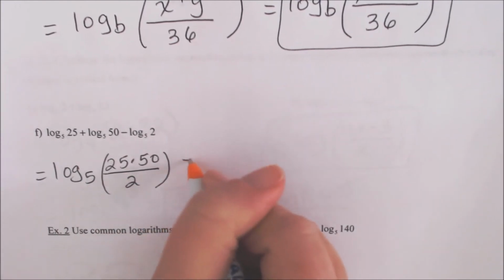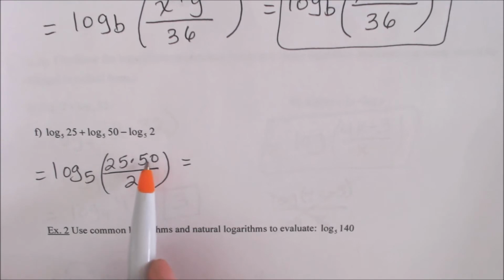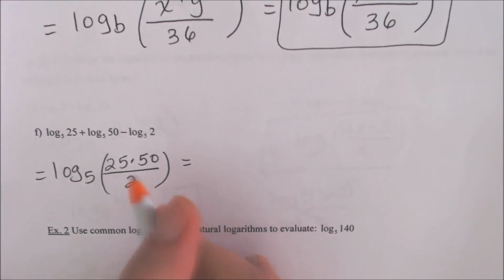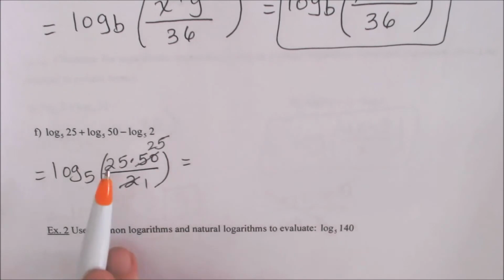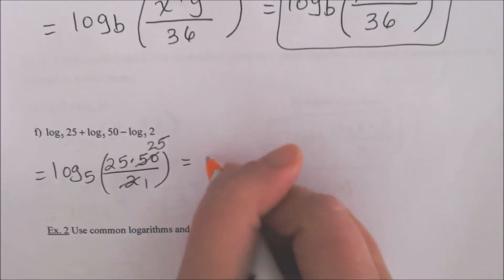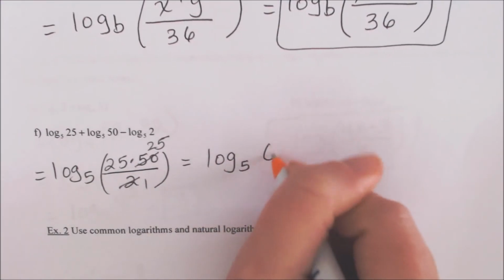So we need to simplify that. We can multiply 25 times 50 if we want to. I'm going to just do this. I'm going to divide 2 into 50. 2 goes into 2 once, 2 goes into 50 25 times. So that leaves me with 25 times 25. So that would be log base 5 of 625.